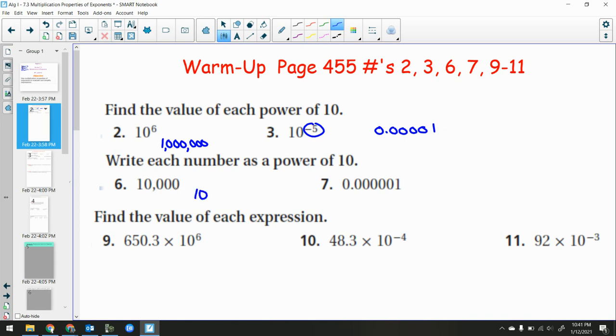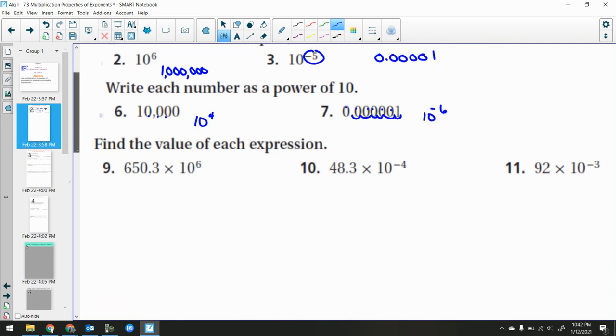Okay. Write each number as a base of 10, power of 10. So 10 to the 1, 2, 3, 4, fourth power. Positive 4 because it's a big number. See how this is a small number? I know that this is going to be 10 to the negative something. Let's get it back to 1. 1, 2, 3, 4, 5, 6th power, 10 to the negative 6th power, which is confirmed by the fact that I see 1, 2, 3, 4, 5, 6 zeros there.